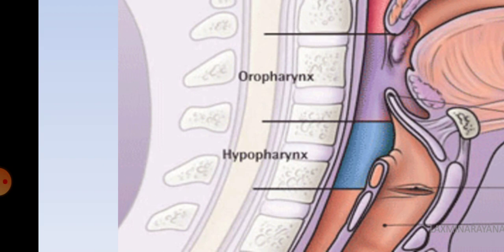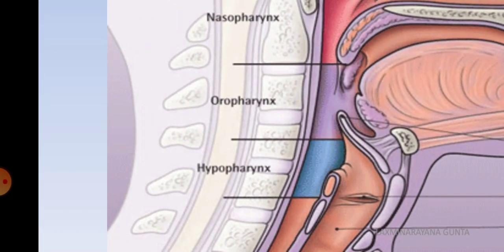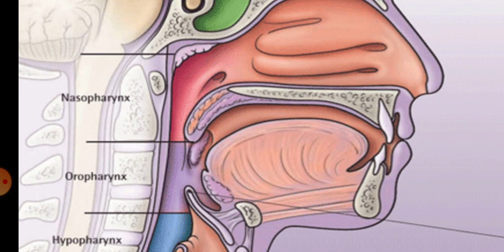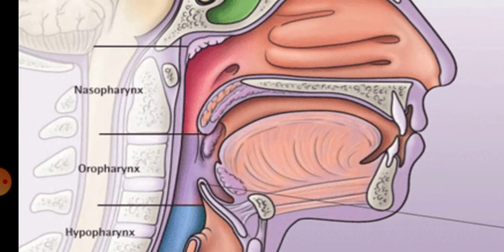And the glottis is present at the opening. The pharynx is divided into three areas: the nasopharynx, the oropharynx, and the laryngopharynx. Glottis is the opening of the trachea into the laryngopharynx, and it is covered by the epiglottis. This is the epiglottis.